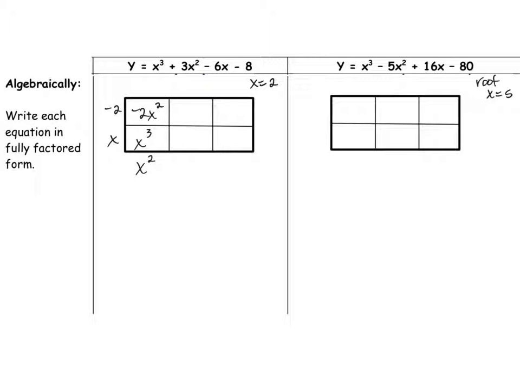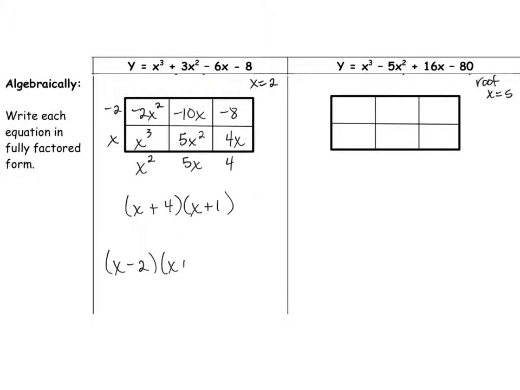3x squared minus a -2x squared is going to be 5x squared. -6x minus a -10x is going to give me 4x. And then 4 times -2 is -8. Then I'm going to take x squared plus 5x plus 4, and I'm going to factor that. That's going to be x plus 4 times x plus 1. It's my fully factored form, x minus 2 times x plus 4 times x plus 1, which we should really know because this had real roots as well at -4 and -1. That's our fully factored form.